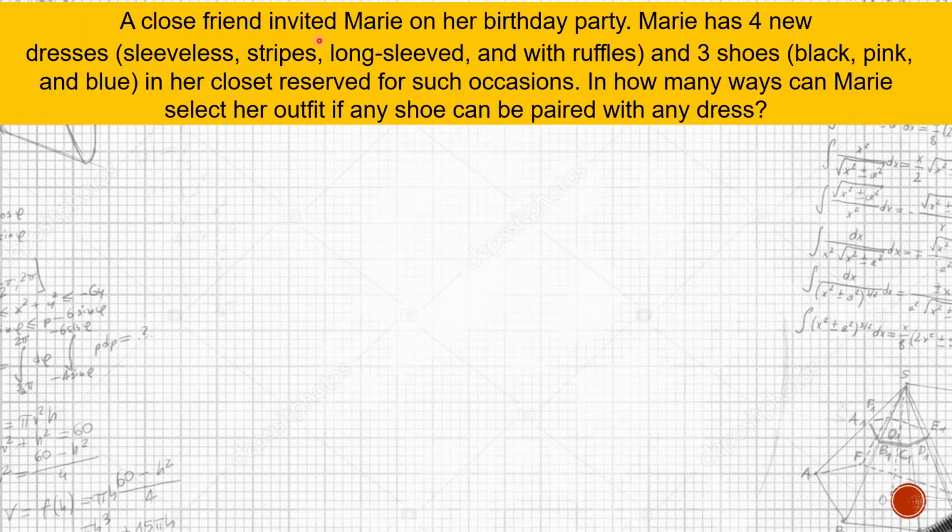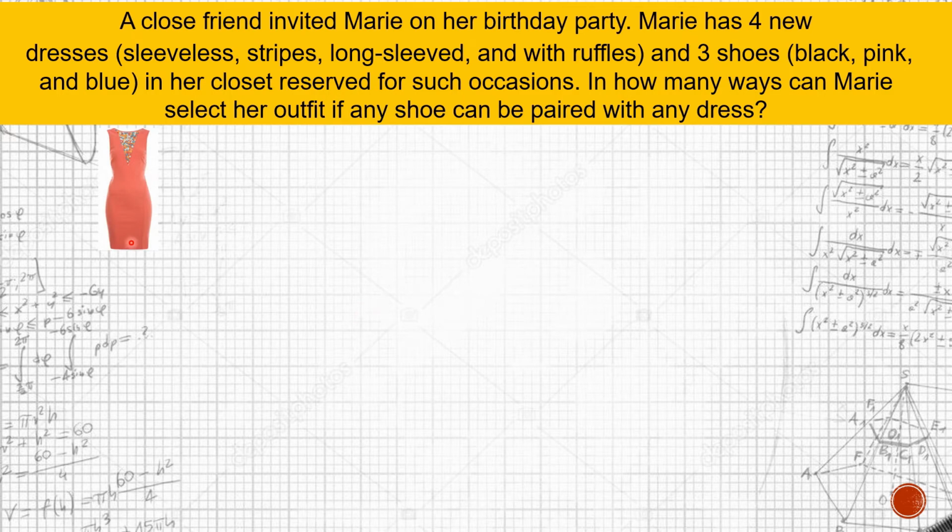A close friend invited Marie on her birthday party. Marie has 4 new dresses, sleeveless, stripes, long sleeve, and with ruffles, and 3 shoes, black, pink, and blue, in her closet reserved for such occasions. In how many ways can Marie select her outfit if any shoe can be paired with any dress? So first, before we use the fundamental counting principles, pakita muna natin siya using tree diagram.